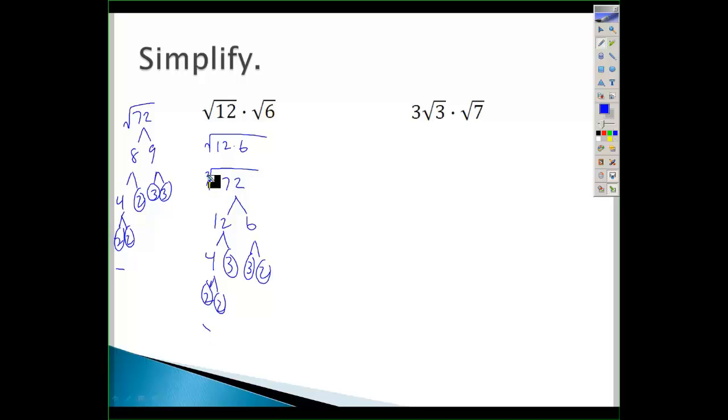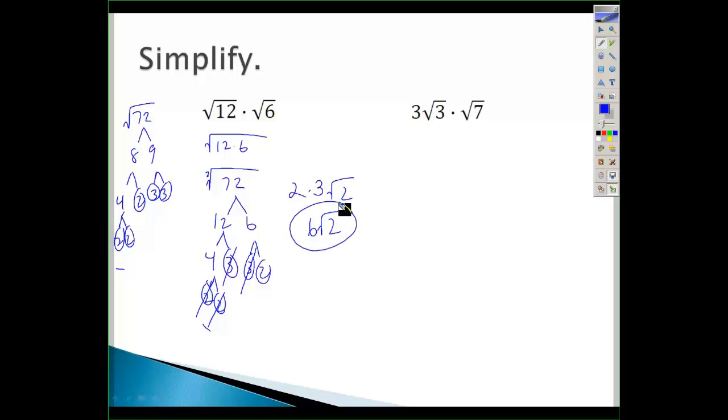Now that little 2 out there is telling us for every pair I can pull one out. So I'm going to pull a 2 out, and I'm going to cross those out so I don't forget which ones I've used. I'm going to pull a 3 out. And what I have left underneath that doesn't have a pair is a 2. So I'm going to leave a 2 under there. I know 2 times 3 is 6, so really I just have 6 times the square root of 2.